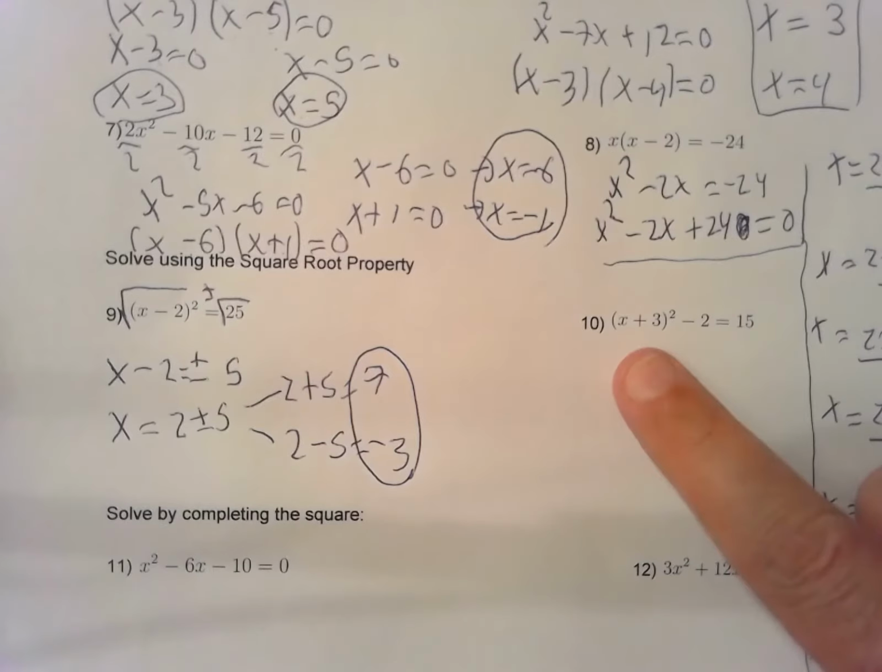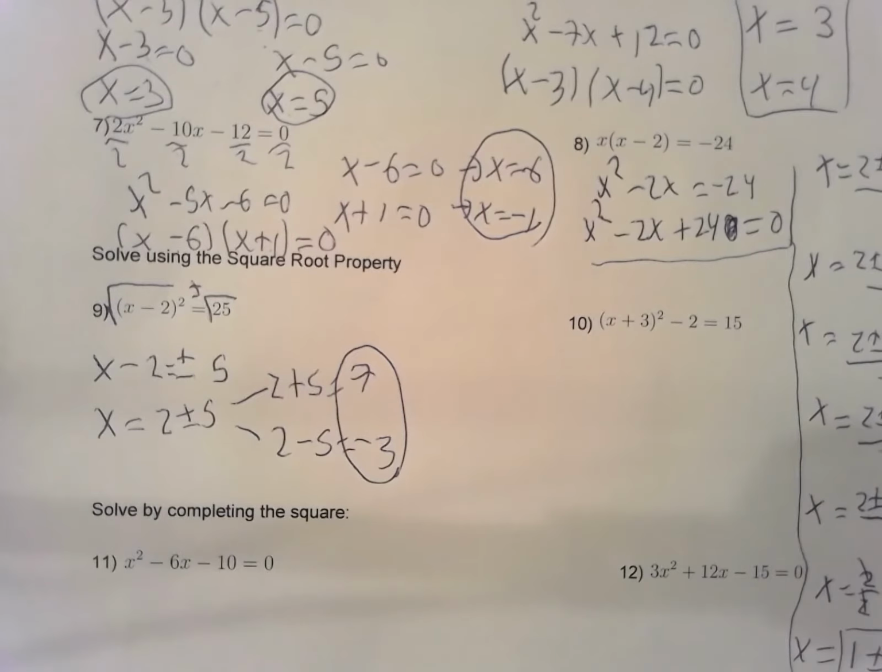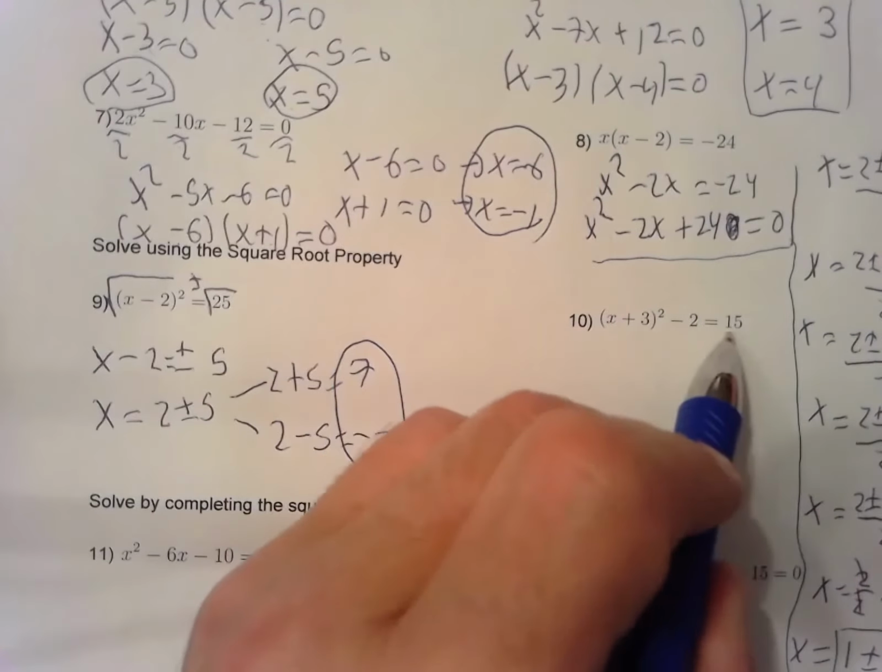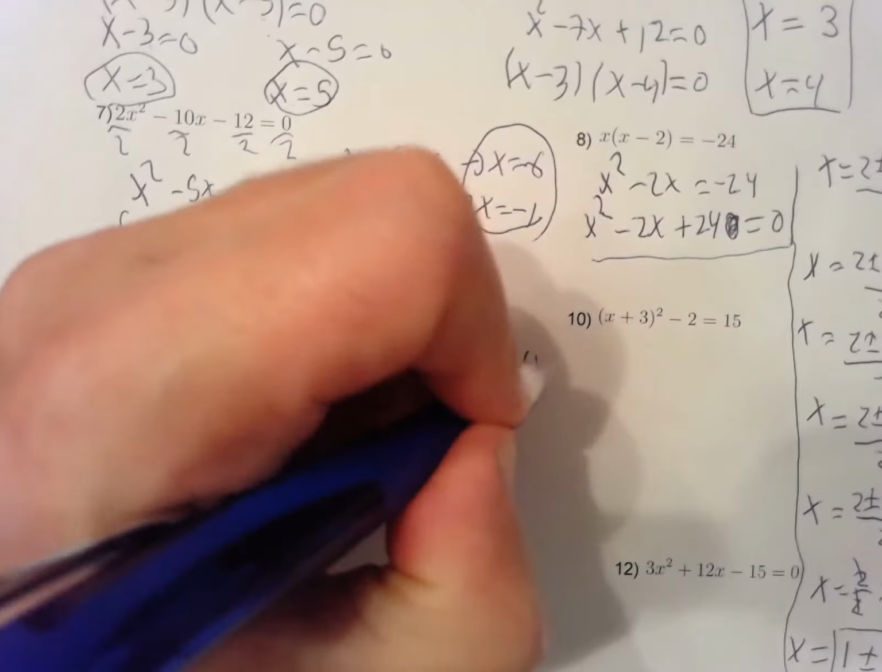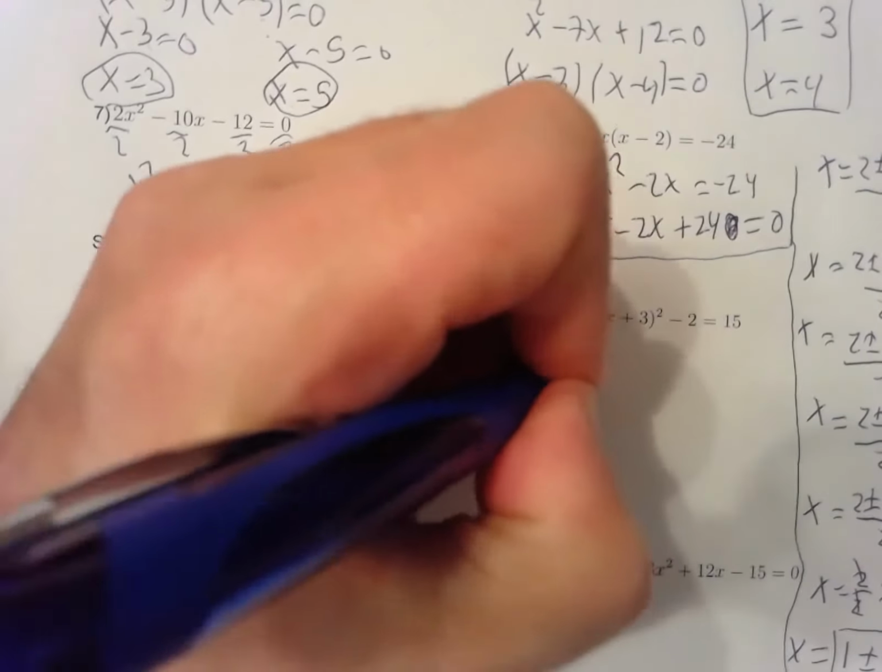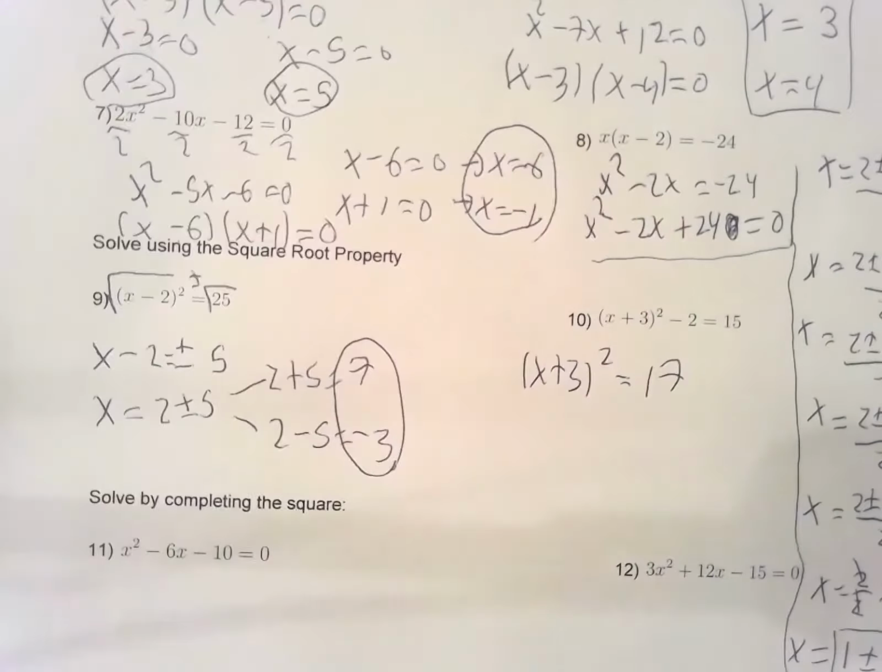Okay, very similar problem here, but this is not in the right form yet. It has to look like stuff squared equals a number. I have to make this 2 go to the other side first. Get x plus 3 squared equals, adding 2 to both sides, 17.